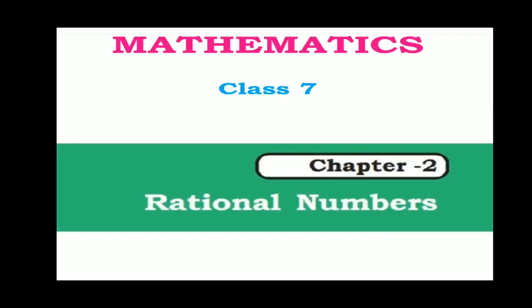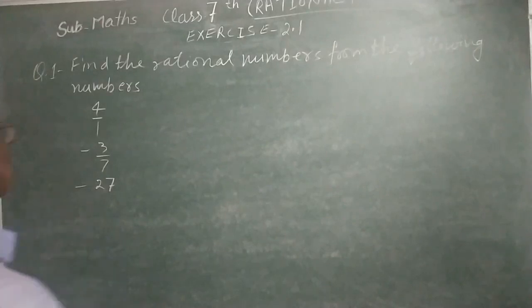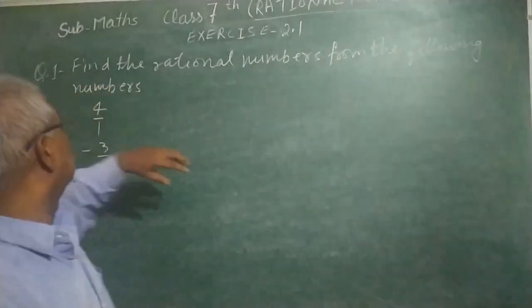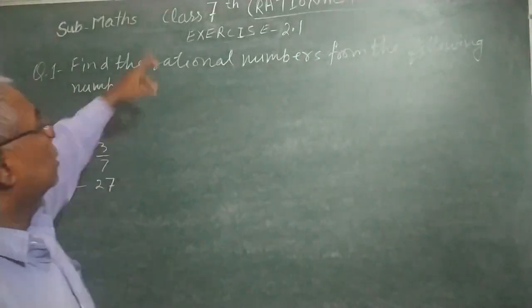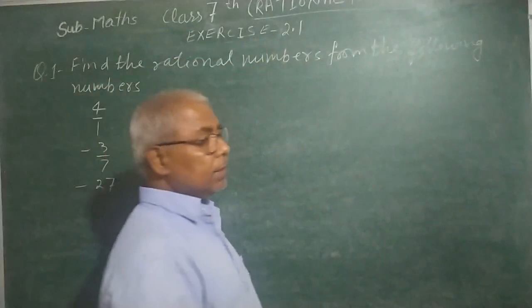Class 7 Mathematics, Chapter 2, Rational Numbers. Find the rational number from the following numbers. Exercise 2.1: what is a rational number?